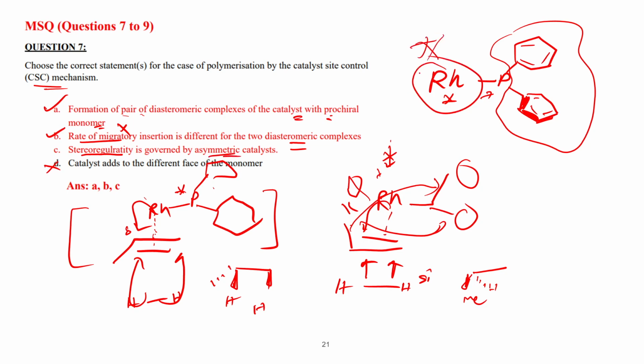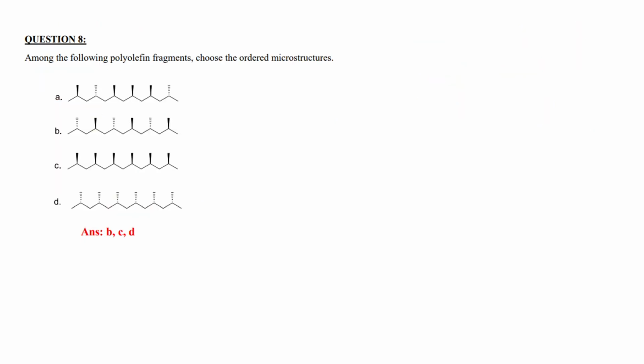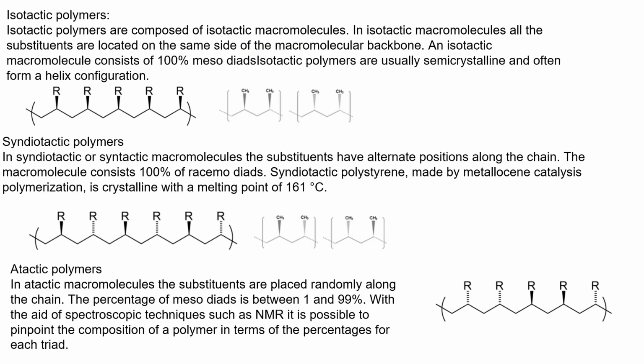Obviously governed by only that, and why the other is wrong is because two different faces of the monomer. So if two faces are equally feasible and if you add in two faces, then there is no question of stereocontrol. That's why we have to remove that. That's why you can explain this. So the ordered microstructure they want to know, this thing can be explained by that selectivity.